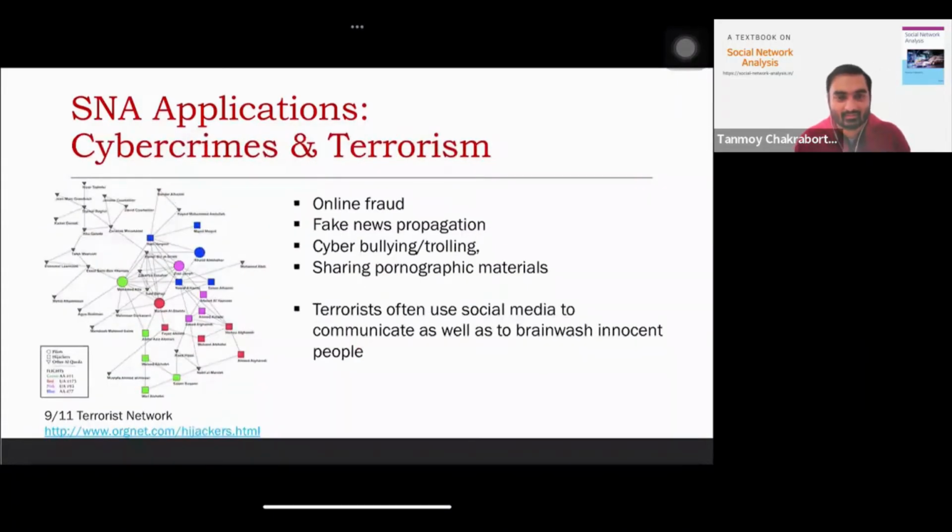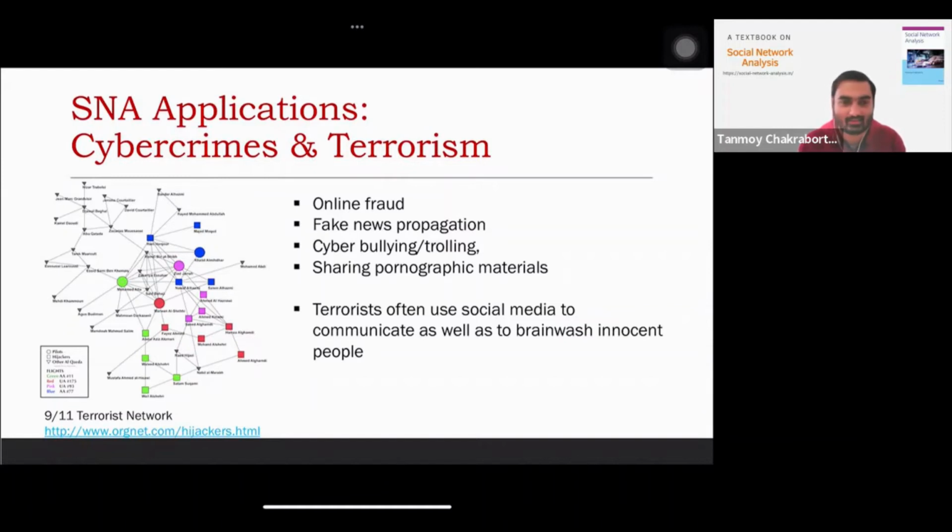Cybercrime and terrorism, this is again a very important application of social network analysis these days. So we all know the online fraud, fake news propagation, cyberbullying, trolling, spread of offensive content online. So these are all kinds of adversarial activities that are happening on social networks. And if you model social media as graphs, you can easily see how fake news propagates, how we can come up with ideas to stop the spread of fake news and offensive content in general.